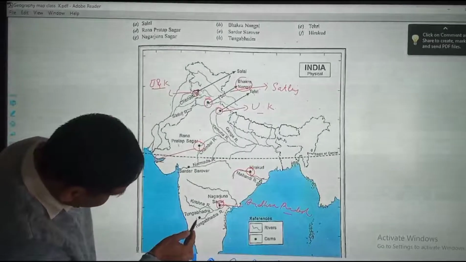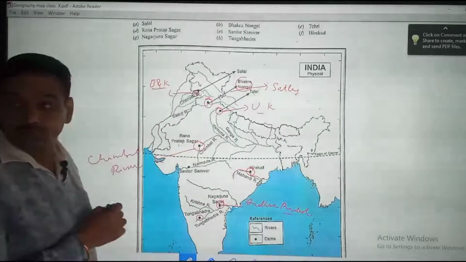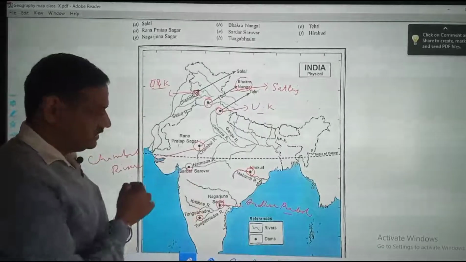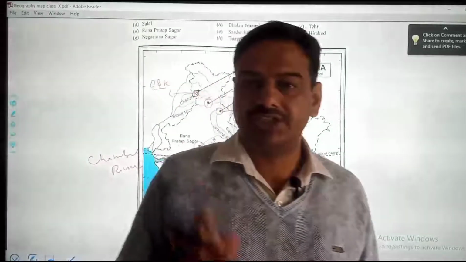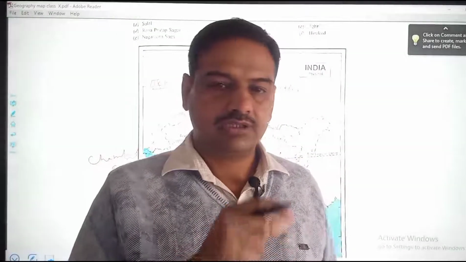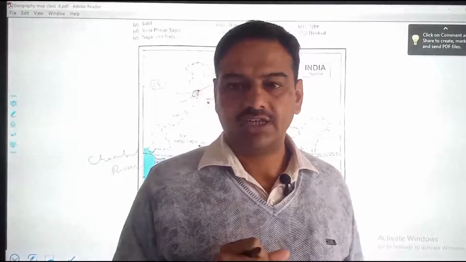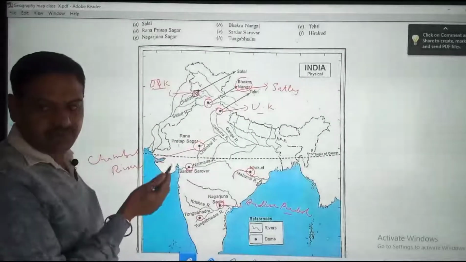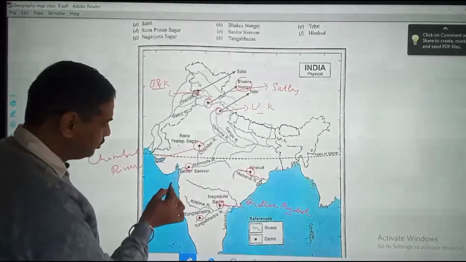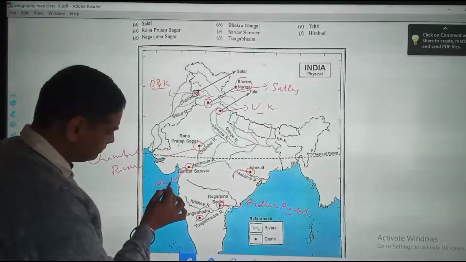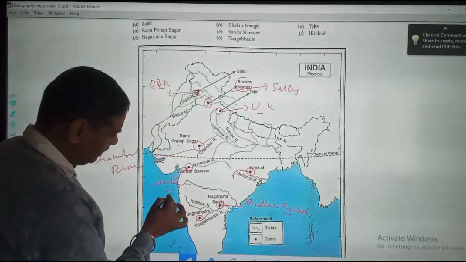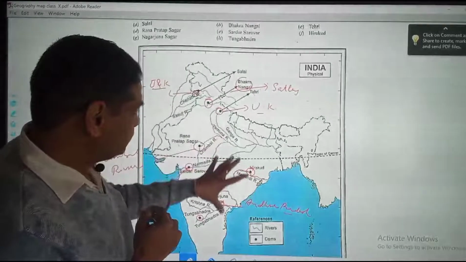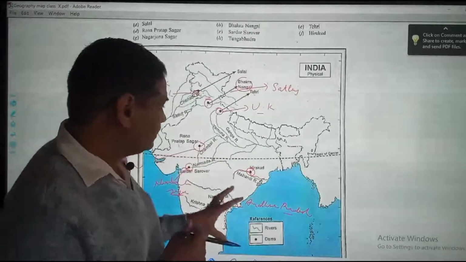Then comes the Tungabhadra Dam, that is on the river Tungabhadra, and Sardar Sarovar Dam, that is a dam which provides water to three states: Madhya Pradesh, Gujarat and Maharashtra, and it is located on which river? It is located on river Narmada, which is a west flowing river. So that is Sardar Sarovar Dam, and it is also known by another name, Narmada Sagar, because the lake which is formed here is Narmada Sagar Lake. Okay, so these are the important dams of India which are in your syllabus.